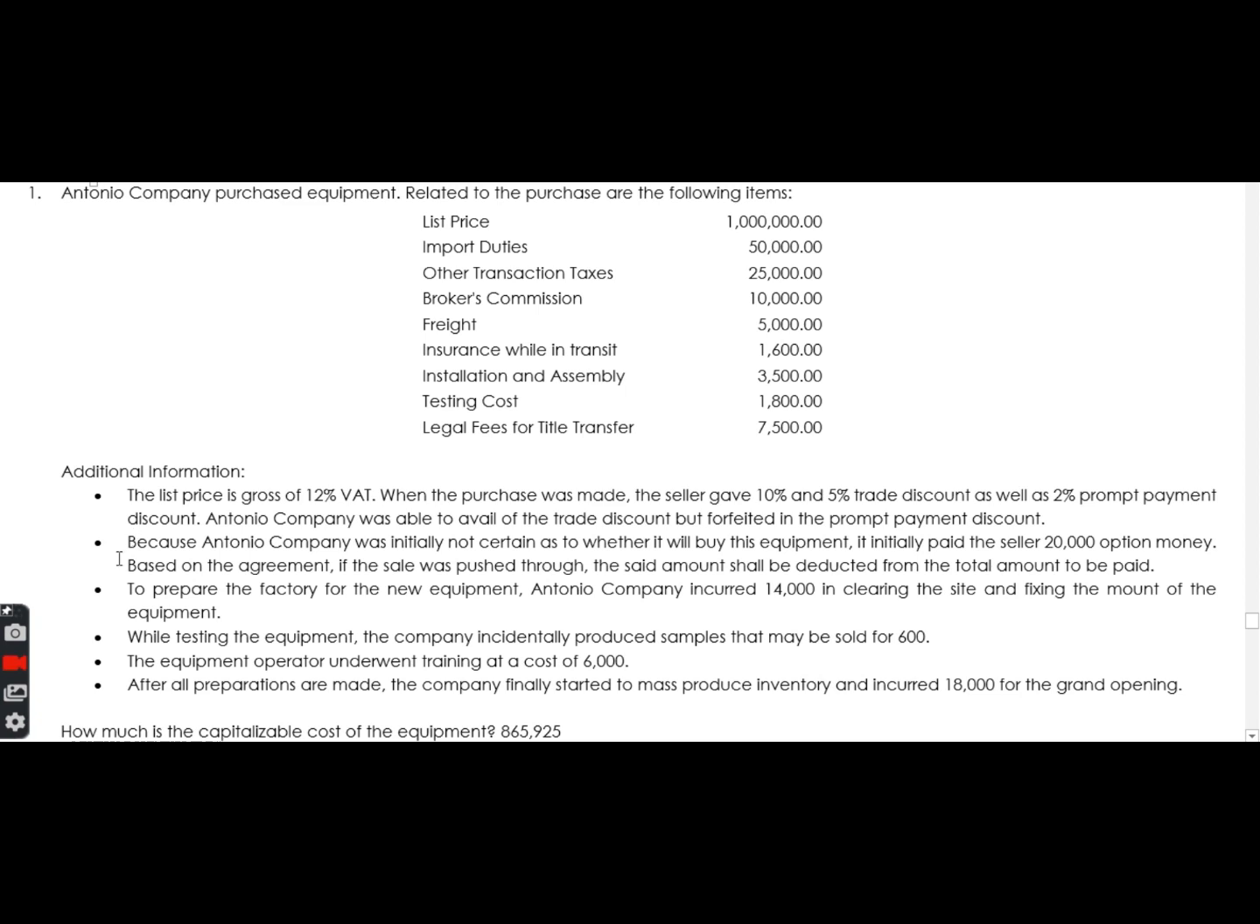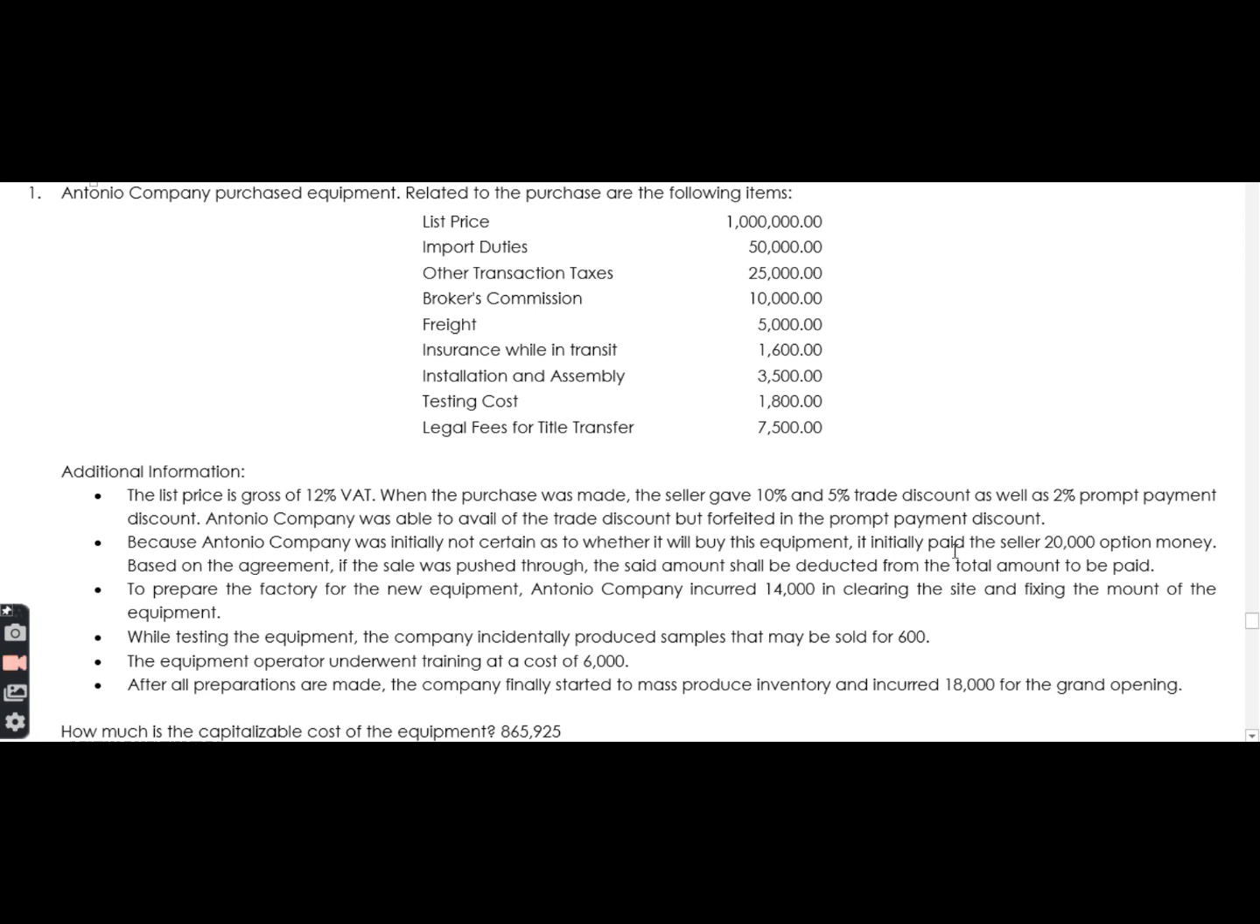Tapos, because Antonio Company was initially not certain as to whether it will buy this equipment, it initially paid the seller 20,000 option money. Based on the agreement, if the sale was pushed through, the said amount shall be deducted from the total amount to be paid. Okay? So generally, anong kwento niya? Option money ba talaga to? Hindi. Earnest money pala to kasi down payment siya. Sinabi, kapag nag-push through, ibabawas yung amount. Okay? Pero kumbaga ang labas niya, initially option money siya, naging earnest money. So parang ganun ang labas niya.